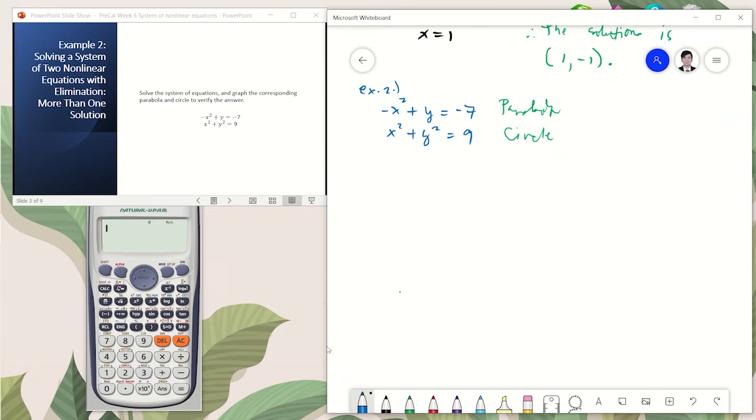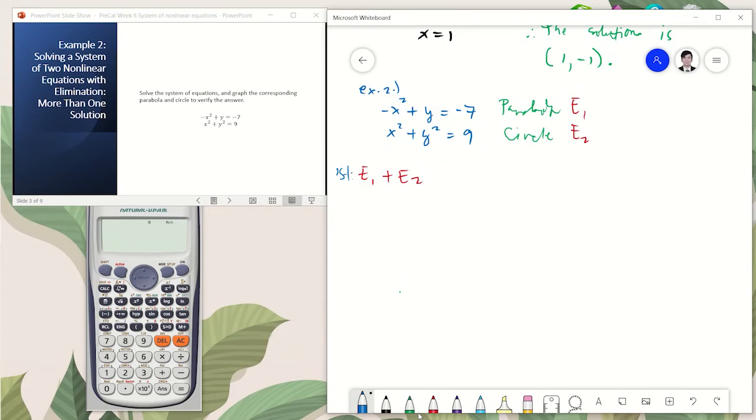So if you try to add them, notice that the x squared will be cancelled out already. So we are ready to go. So this is equation 1, equation 2, and we're now ready to add equation 1 plus equation 2 as our first step. Because again, the x squared will be cancelled out already once we add them.